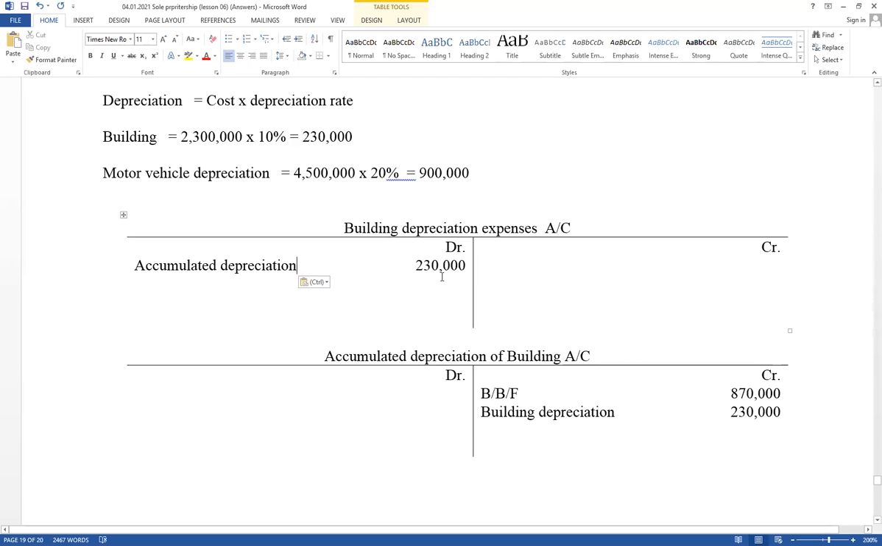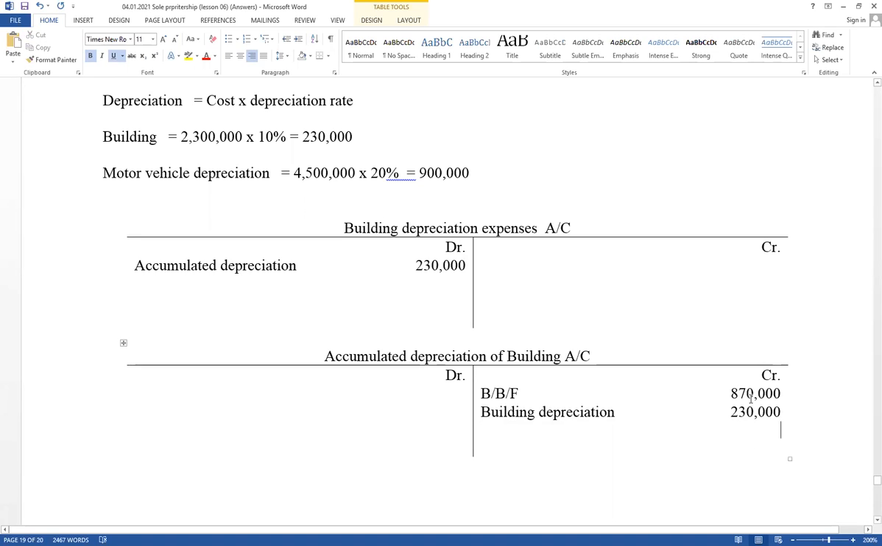Straight line basis. Think about the double entry. Building depreciation is an expense, so that value should be included under administration expense. And for accumulated depreciation, the total value, balance carried down, is the value that should be included in the financial position as accumulated depreciation.